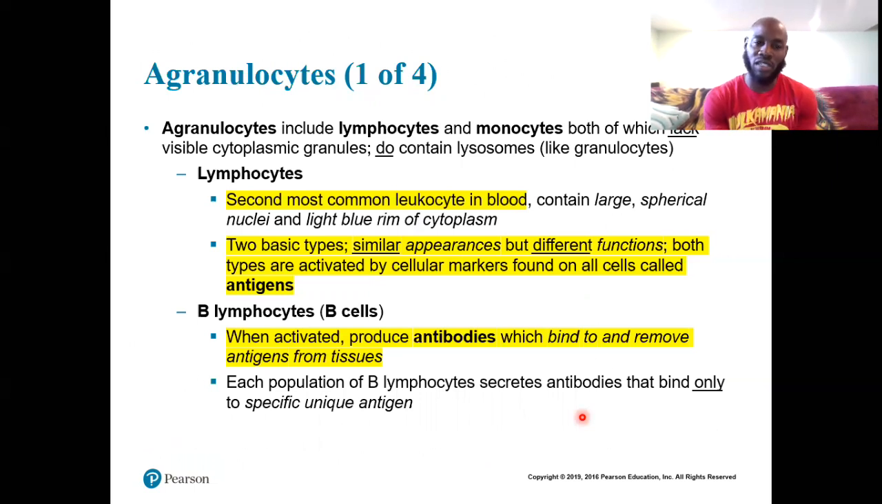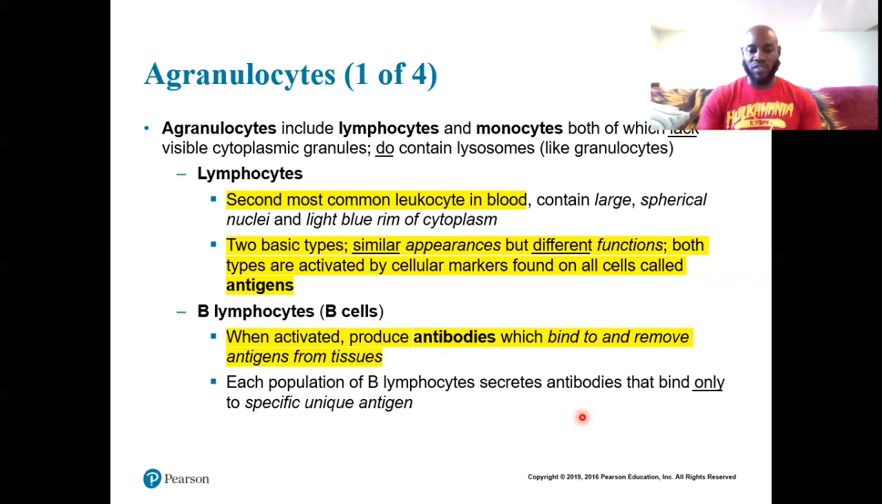Right? So lymphocytes, second most common leukocyte. Most common leukocyte is your neutrophil, right? Second most common is your lymphocyte. Two basic types in appearance but different functions. Both types are activated by cellular markers found in all cells called antigens. So you have two basic types. You have B lymphocytes, which when activated, produce antibodies. That's going to be very important when we talk about the different levels of your immune response. When activated, they produce antibodies which bind to and remove antigens from tissues.